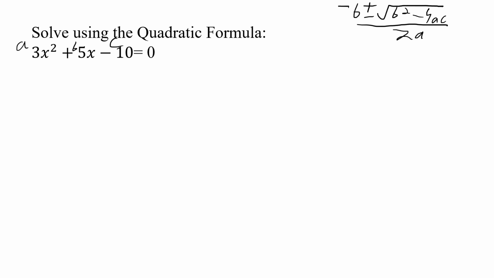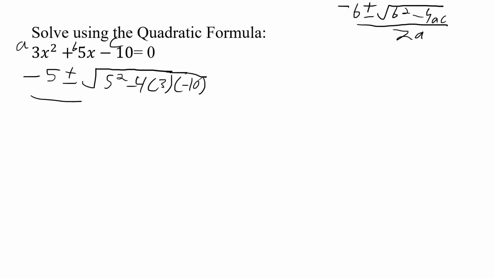What we need to do next is go ahead and plug it in. So we have negative b, we said b was 5, so negative 5 plus or minus the square root of b squared, so 5 squared, minus 4ac, so a is 3, c is negative 10, all over 2a. A very ugly line. Give me a minute here. Fix that. Line and a better 2a. There we go. And of course we know a to be 3.